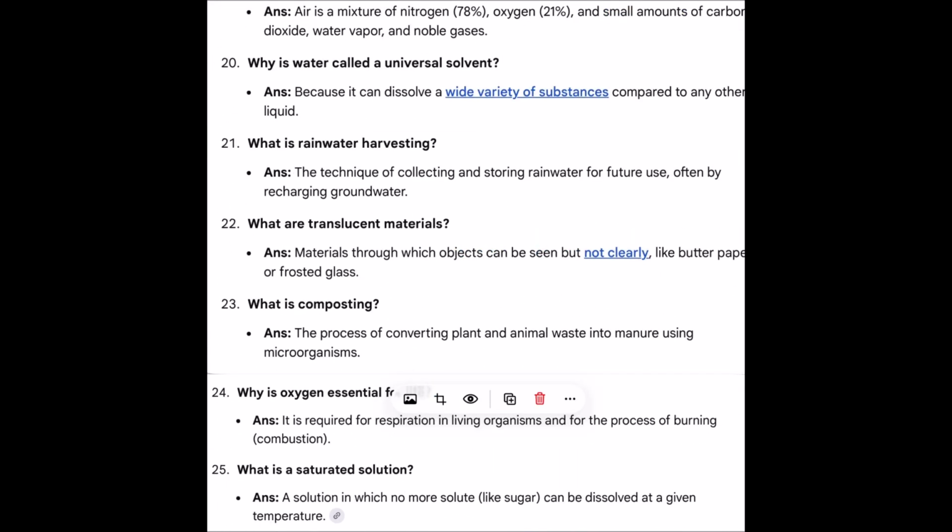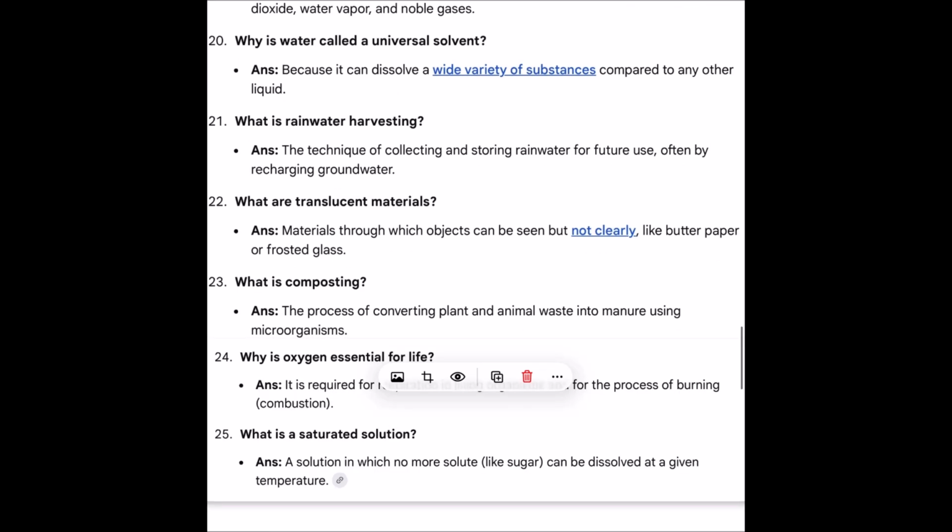So here we are done with 25 questions on science, which are short answer type and are very important for class 6 science exam. Let's take a look at the questions and answers again.